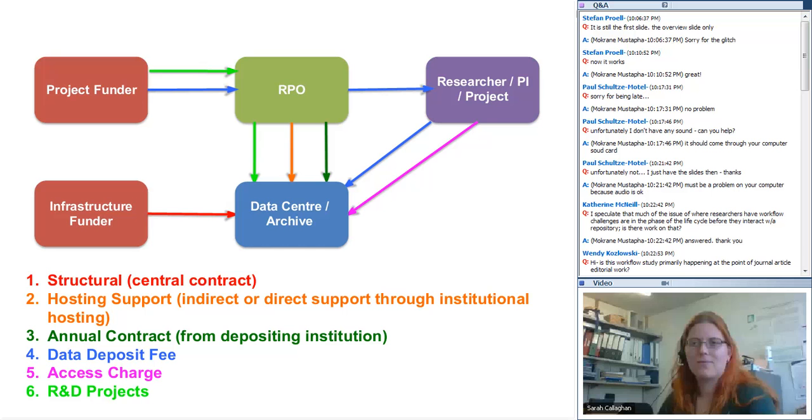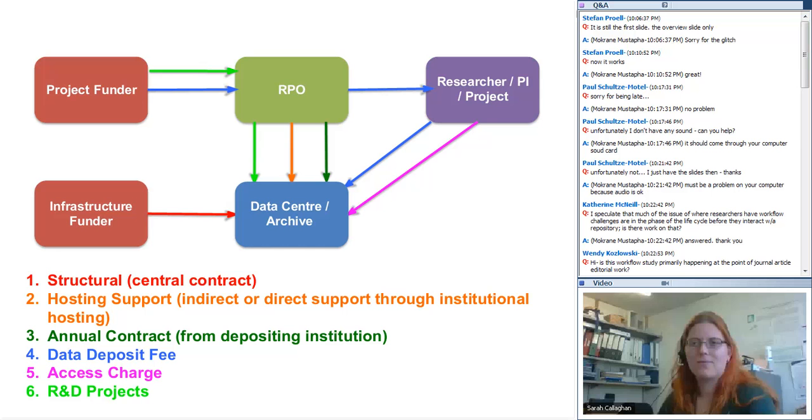The fifth income stream is the access charge. So pay to access. In that instance, researchers who want to access the data would have to pay. So this is the paywall model. And that is being used, for example, by the Cambridge Crystallography Data Service and has been for some time. We may feel that goes against our principles of open access to publicly funded research outputs and research data. But if it's necessary to maintain the data infrastructure, then we have to consider the pros and cons.